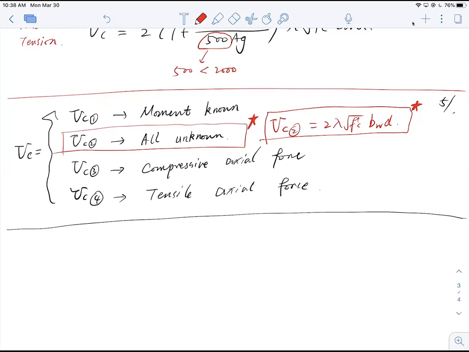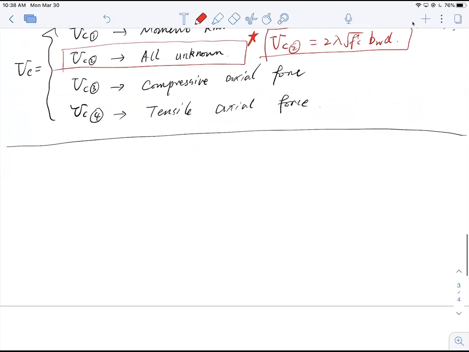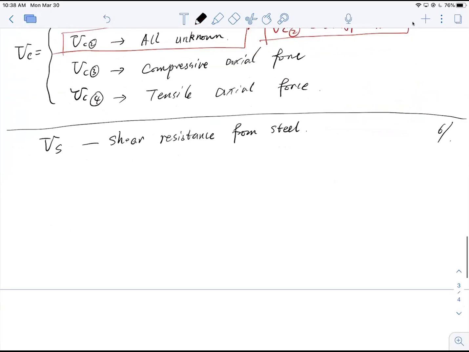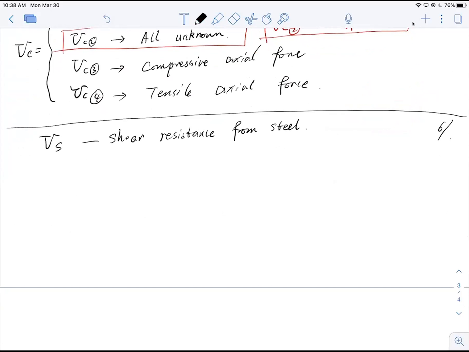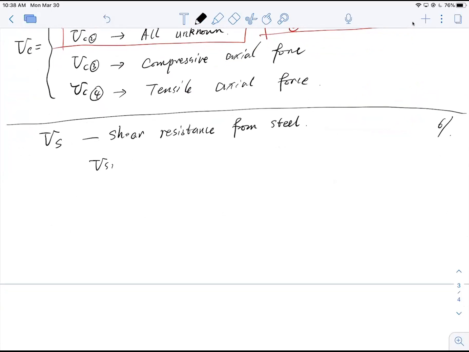What about reinforcement? So let's go back and talk about reinforcement. Slide number 6, shear resistance from steel. Now, there are 2 conditions as well. So let's talk about Vs1. So Vs1 means with vertical stirrups. I always have trouble spelling stirrups. Stirrups. Okay, vertical stirrups. So what is a vertical stirrup?